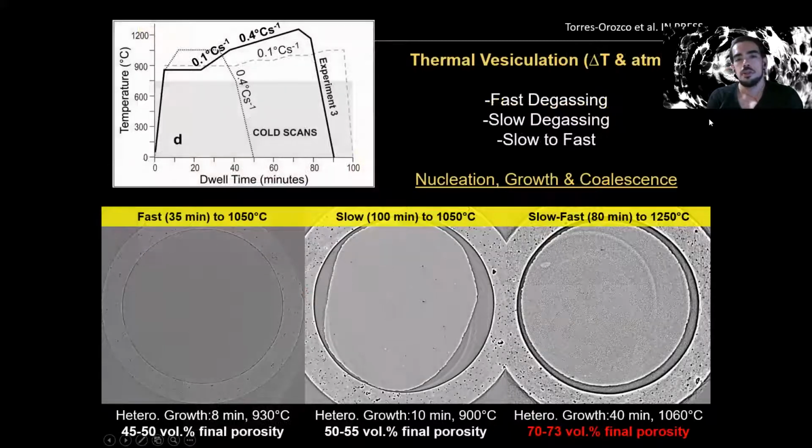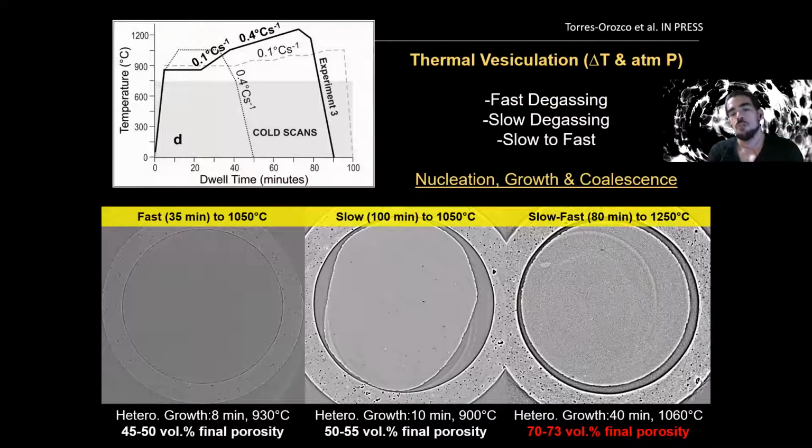Now, the experiments of thermal vesiculation, by changing temperature but at atmospheric pressure, were fast degassing, in which we just increase the temperature very fast and then we cool, and slow degassing, in which we increase the temperature in very slow steps, increasing also, of course, the dwell time of the experiment. And then we have a slow increase of temperature and then very fast heating until we finish the experiment by cooling.